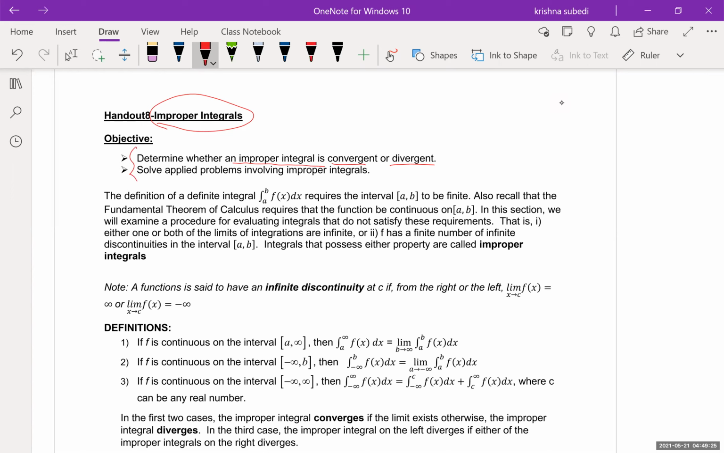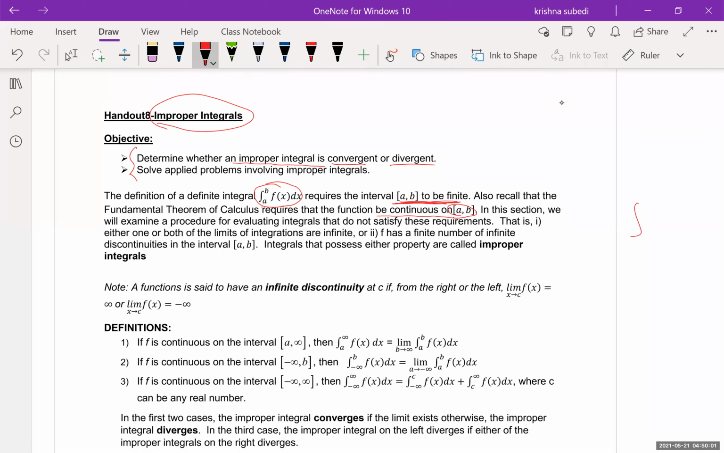The definition of the definite integral from a to b of f of x dx requires the interval ab to be finite. A is finite, b is finite. Also recall that the fundamental theorem of calculus requires that the function be continuous on ab. If the function is not continuous, then the integration or derivative doesn't exist. So, sometimes life is not always that easy.